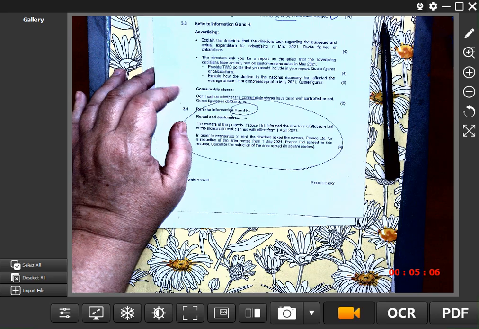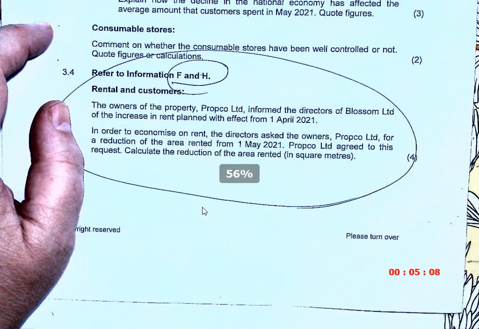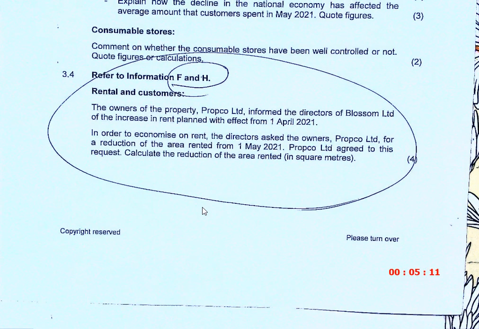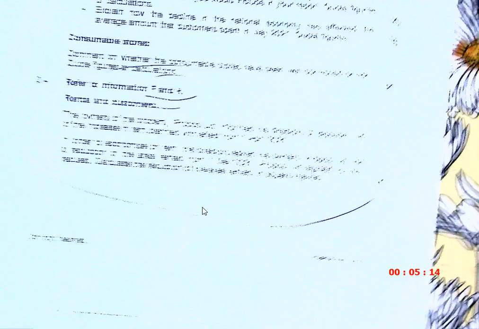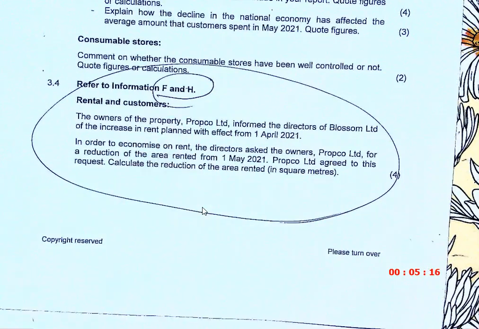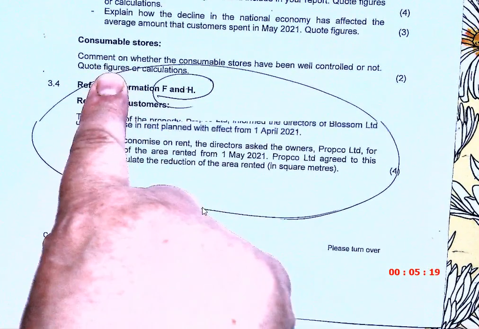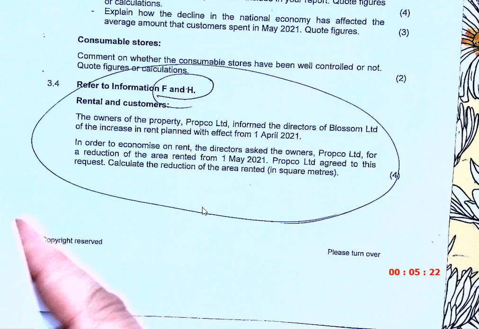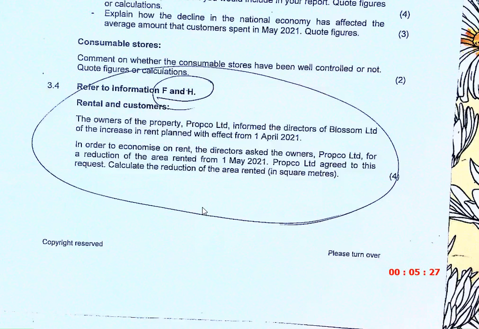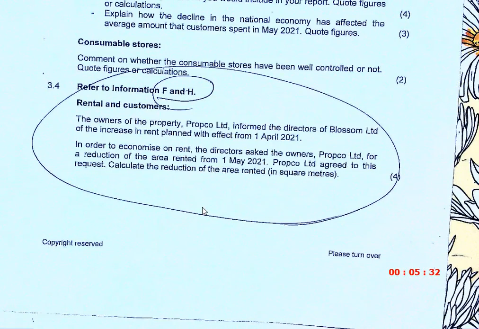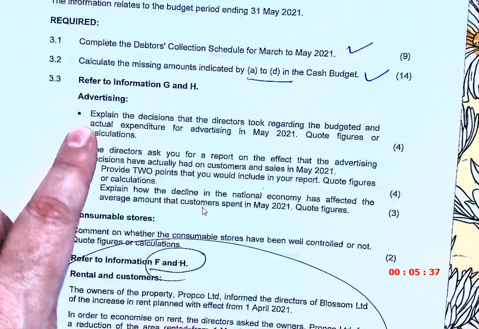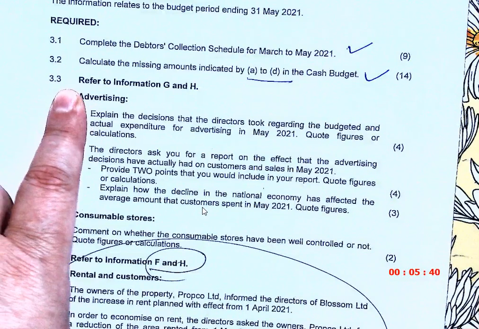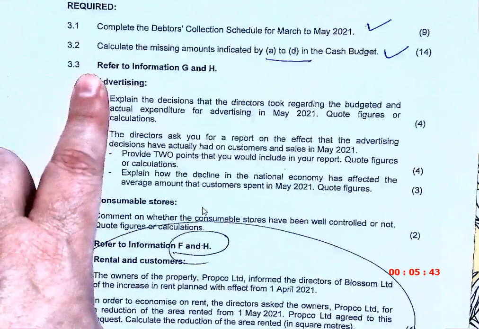So let's just go back. Can you see? Now you've seen me alive on a panic attack. Okay, consumable stores, comment on whether the consumable stores have been well controlled. So now let's go look. What is the, huh? Am I wrong? Oh, I'm still here. I'm running ahead. Oh, okay. Pure panic attack there.